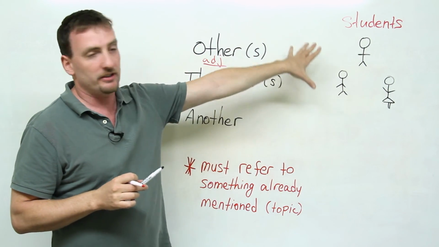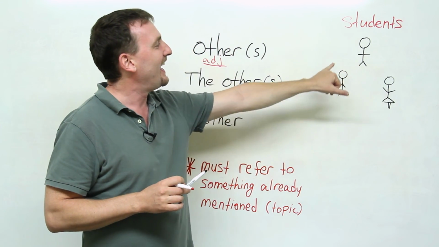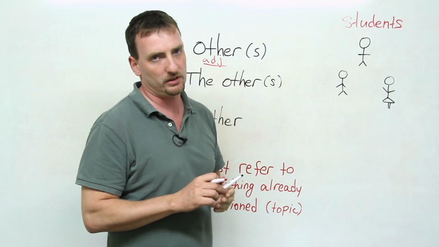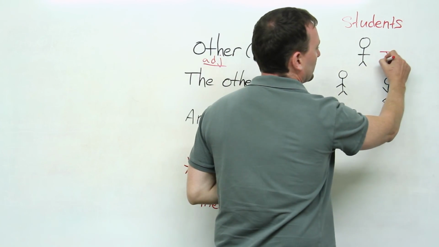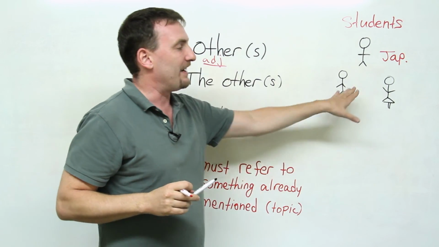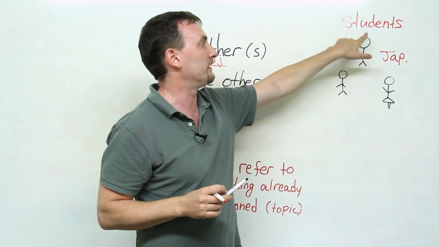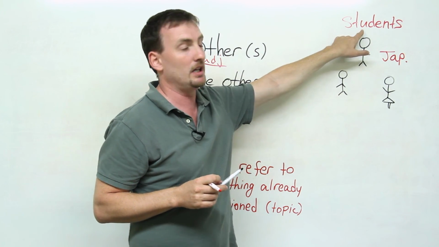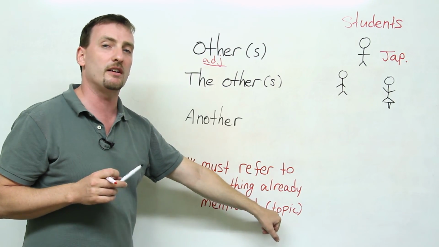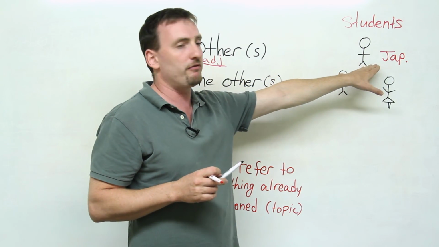So these are my students, and I know I'm not the best artist, but I'll do my best. I have 3 students in my class. One student is Japanese. So I'll just say like this for short. Okay? I have 2 students left. So I mentioned my first student. So this is now my topic. So all of these words now are going to refer back to that topic. Students. Okay? So I have 3 students.